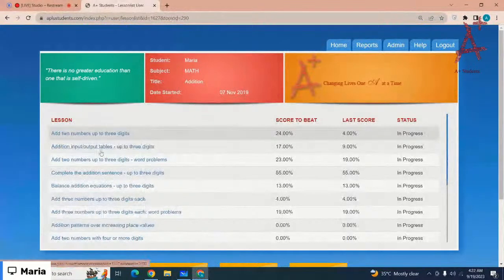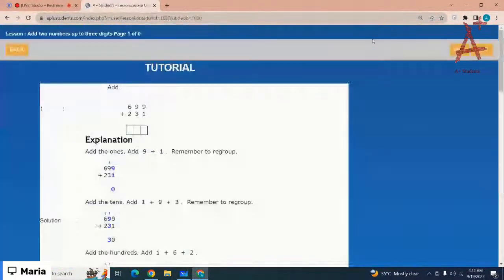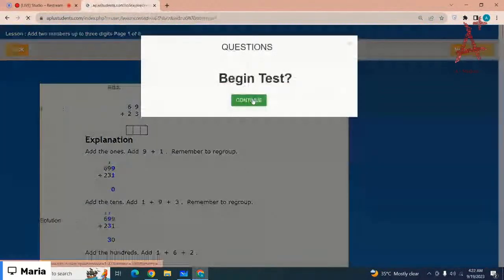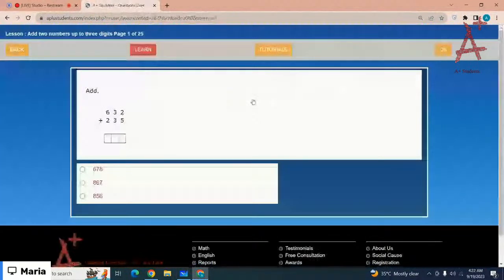Okay, let's start with the first lesson: add two numbers up to three digits. So you have to add two numbers that have three digits, right? We have done some of the practice questions. Now you have to write down the answers in the chat box.